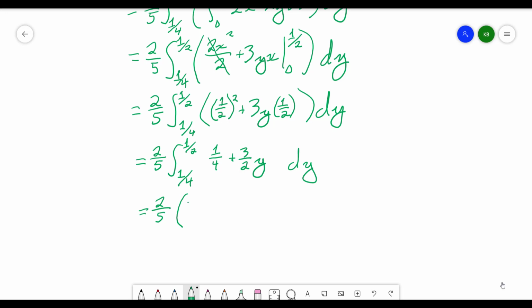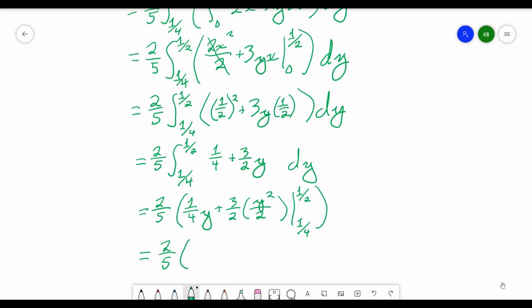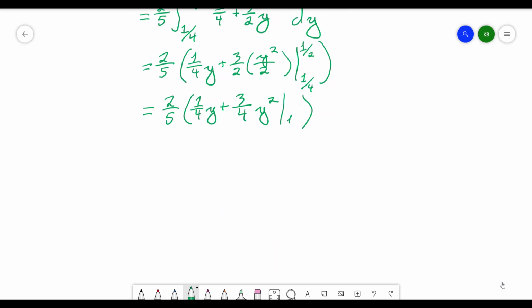So I'll have 1/4 y, because y is my variable now, plus 3/2 times y squared over 2. And this is going to be evaluated from 1/4 to 1/2. So I'm going to do a little bit of simplifying, and then I'll do my evaluation. So I have 1/4 y plus 3/2 times y squared over 2, which is 3/4 y squared. And I'm evaluating this from 1/4 to 1/2.